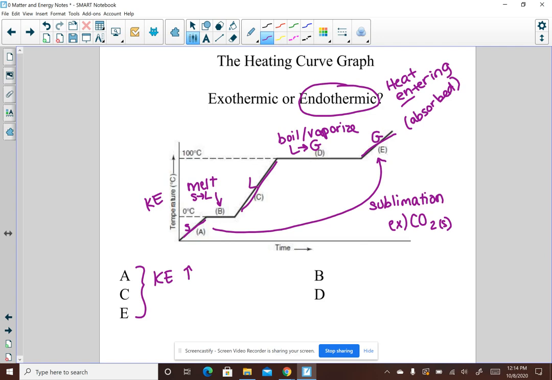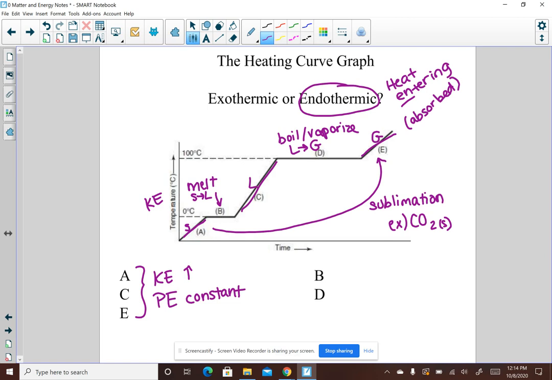Now, only one type of energy is allowed to change at a time. So they're going to also ask you what's going on with potential energy in those areas. Well, if kinetic energy is already changing, then the potential energy has to be staying constant. They both can't change, just like temperature and phase can't change. It's one or the other.